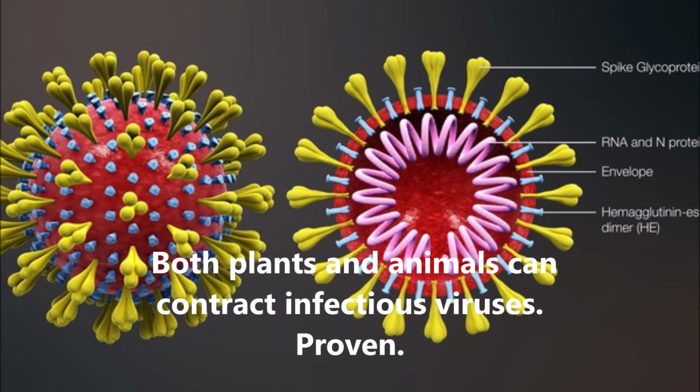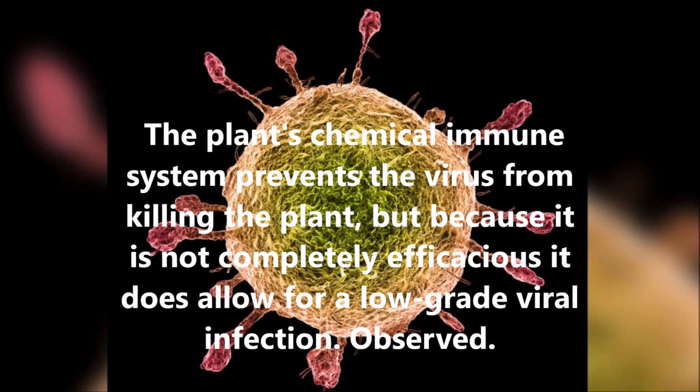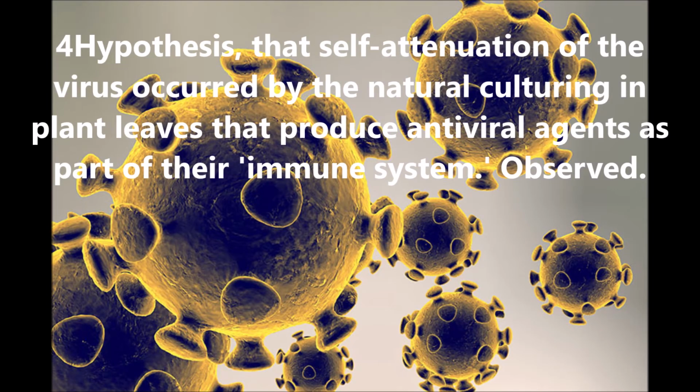Another hypothesis that both plants and animals can contract the infectious virus, and this also was proven both in this and other previous experimentations. The next hypothesis that the plant's chemical immune system prevents the virus from killing the plant because it's not completely efficacious. It does allow for a low-grade viral infection for the virus to multiply slowly, and this also was observed. It's basically a symbiotic relationship.